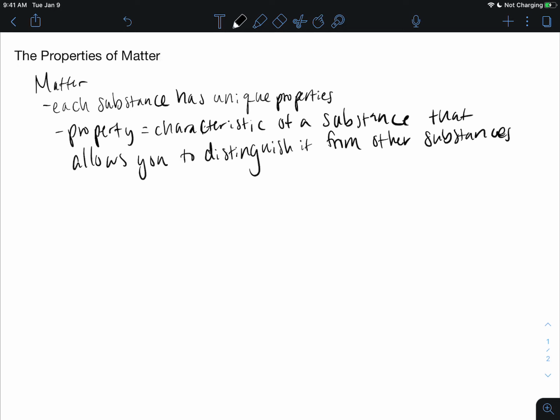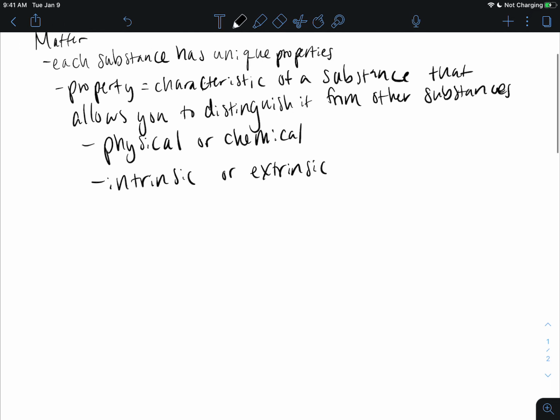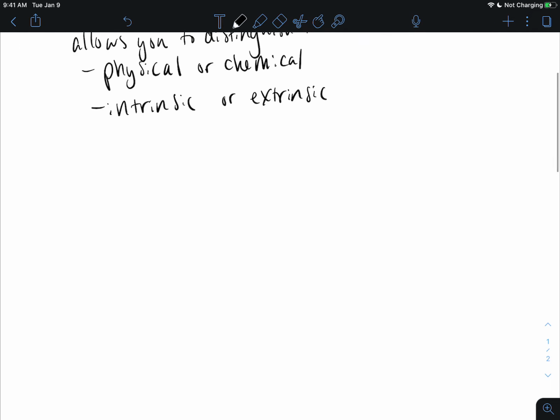Okay, so we look at properties as either chemical or physical, or intrinsic or extrinsic. So physical or chemical, intrinsic or extrinsic. So let's first look at our physical and chemical properties.